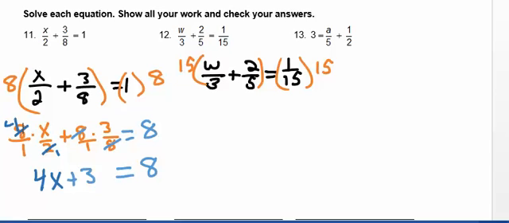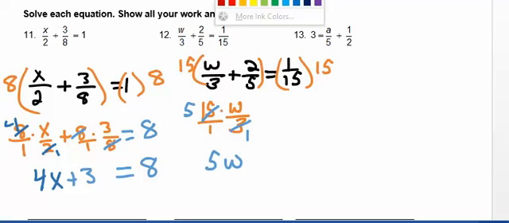So now that you know what it is, let's see what we've got. We've got 15 times w over 3. And you can simplify that because 3 goes into 15 5 times. So I divided both by 3, simplified. So 5 times w is 5w.